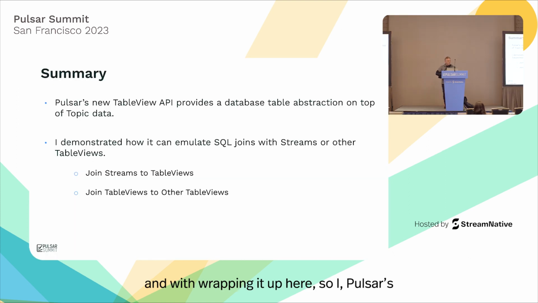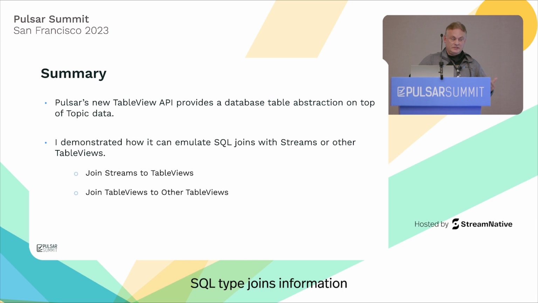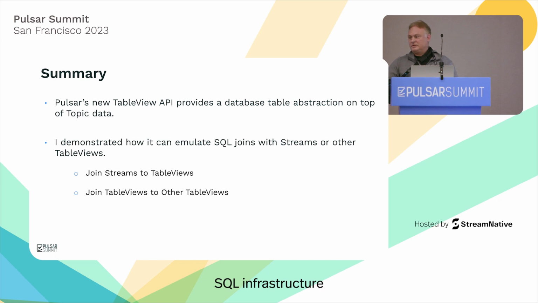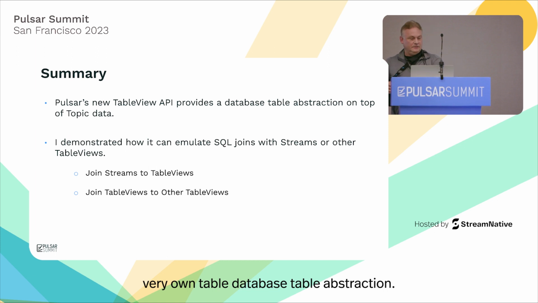And wrapping it up here, Pulsar's TableView provides a database abstraction on top of topic data. As long as it's a keyed data type, you can use a compacted topic to minimize that data set for a quick scan. Your interface is a keyed table that you can do different access patterns on. You can demonstrate SQL-type joins by joining streams to table views, to other table views, and doing continuous joins, all using a Pulsar client, no additional SQL infrastructure required. So very similar to what KTables does, but it's Pulsar's very own database table abstraction.